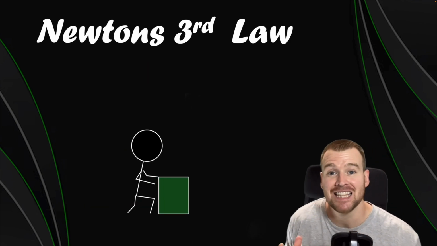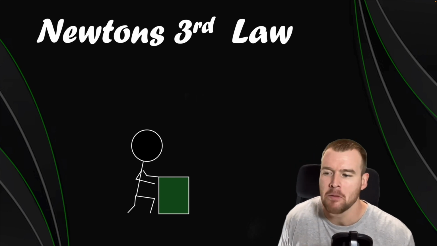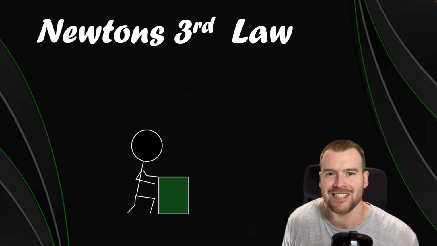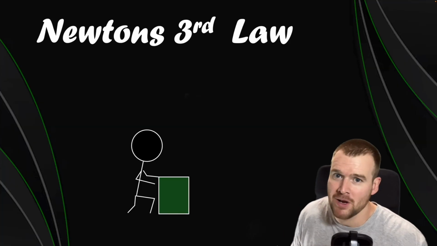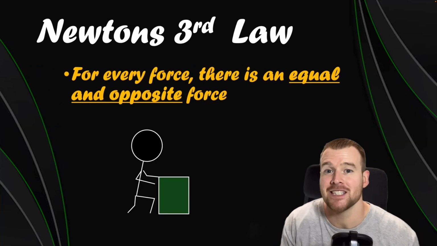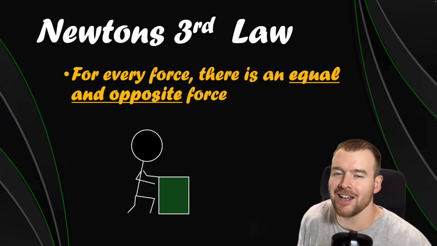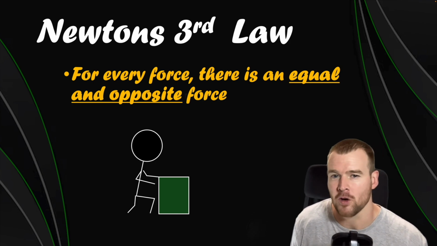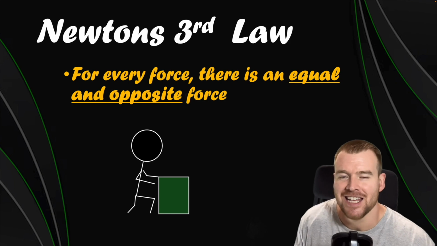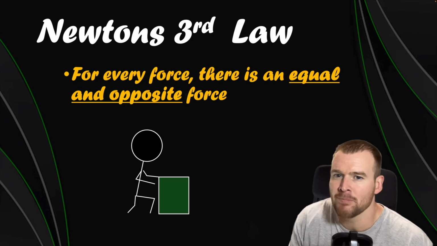And now we come to the last, the third law of motion, probably the most famous, which is commonly stated as, for every action, there's an opposite reaction. And that's pretty much it. I would throw the word force in there. I would say it's for every force, there's an equal and opposite force. But that key equal and opposite is the main part to Newton's third law. So what does that mean?